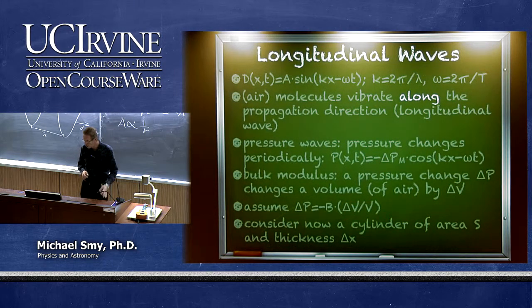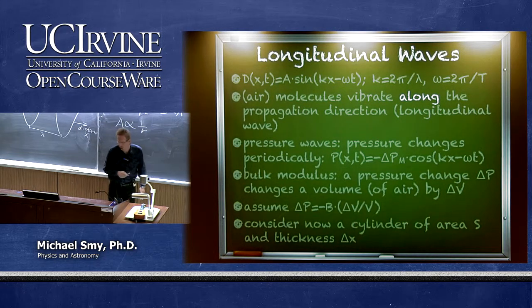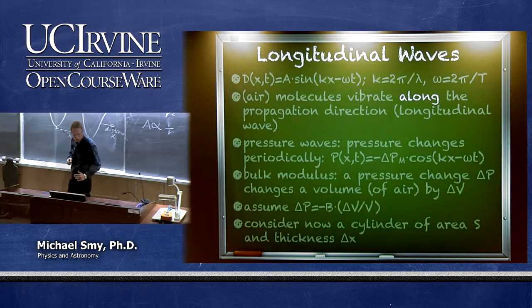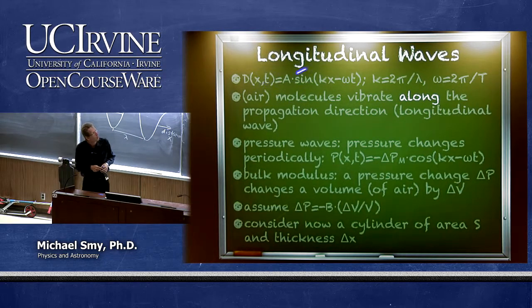So sound waves are longitudinal waves, which means that the air molecules vibrate along the propagation direction. We can, for example, look at a sine wave for sound. So this has, as usual, an amplitude, then sine of the wave number times x minus the angular frequency times time, where the wave number is 2 pi over lambda and the angular frequency is 2 pi divided by the period.